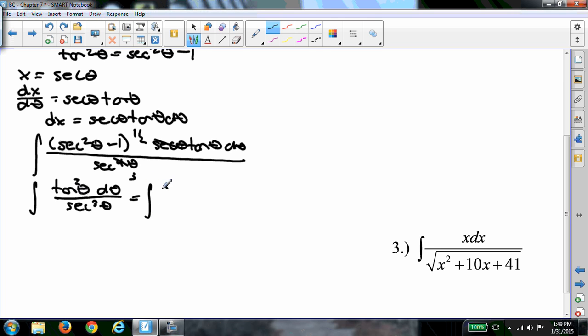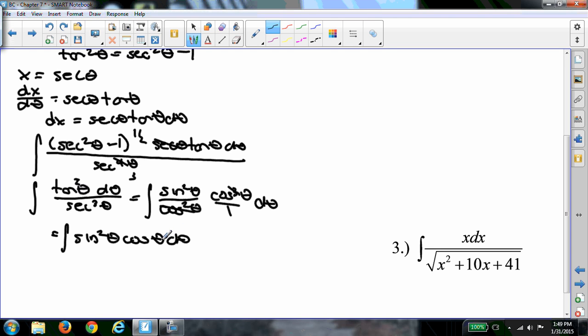So this would become sine squared theta over cosine squared theta times 1 over cosine cubed theta. That means a lot of the cosines cancel out, and we have sine squared theta cosine theta d theta, which actually integrates very nicely with u substitution. So if I do the u substitution and let u equal sine, the derivative is cosine. So that means the antiderivative of this is 1/3 sine cubed theta, that's a cube, plus c.